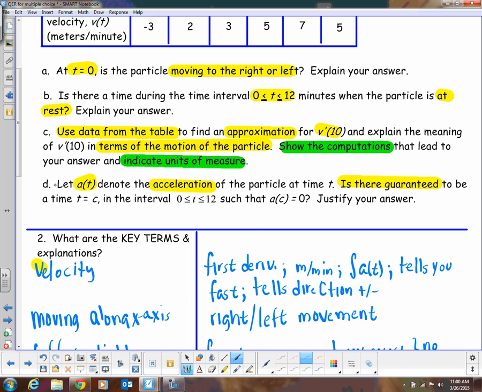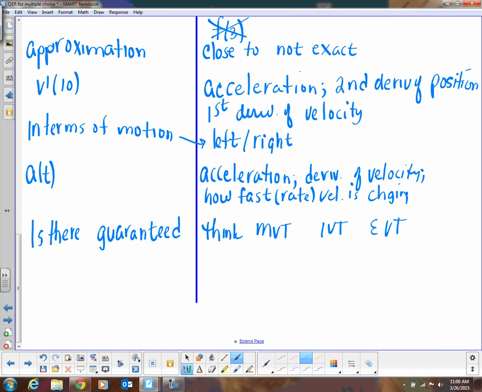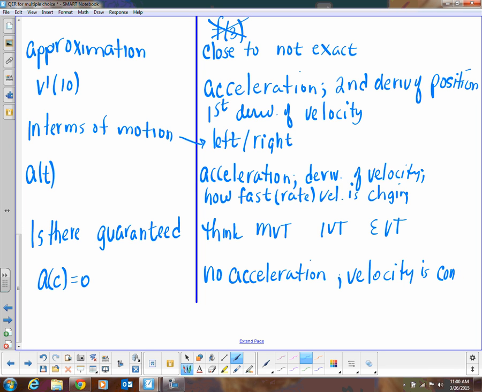Is there guaranteed to be a time c in the interval such that a of c equals 0? What does a of c equals 0 mean? It's not accelerating, so it's at constant, no acceleration. Doesn't that mean velocity is constant? Does that make sense? Because you're still moving, right? Your acceleration can be 0, but you can still be moving. What is c? That's some number.